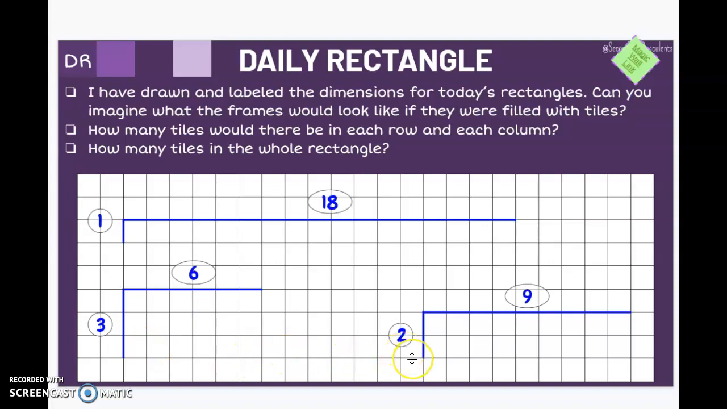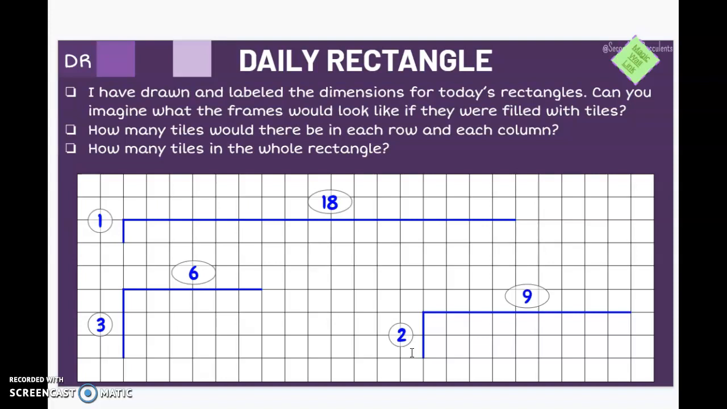How many rows are in this rectangle? Show me on your fingers. I should be seeing 2 fingers. There's 2 rows. How many columns do we have? I hope you're thinking 9. We have 9 columns, so there's 9 tiles in each row. Well, 9 plus 9 is a double. What does that make altogether? Oh, if you're thinking 18, that's some good thinking. Show a connection. Yeah, we'll have 3 different rectangles. They'll all be made of 18 tiles.